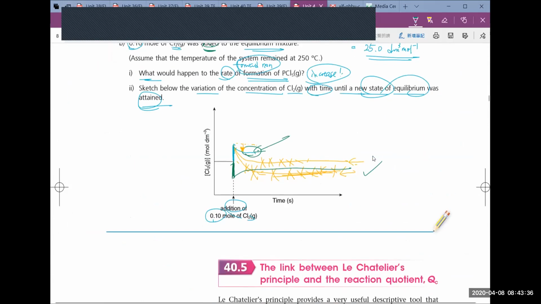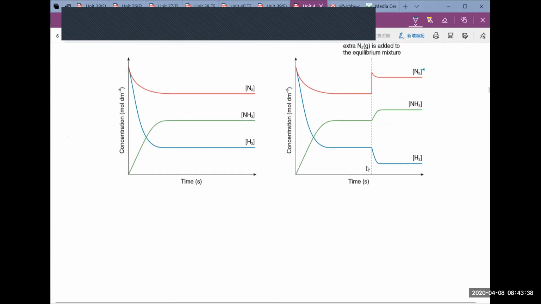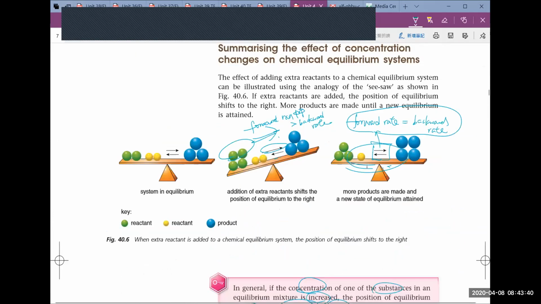This is the one, right? You may see that, right? And a shifting in equilibrium position, it seems like having a seesaw, right? So at this time, I add something more on the reactant. So you may see that on the green one, the green ball, I add something here, and then the equilibrium system will adjust itself by shifting towards more on the right-hand side.